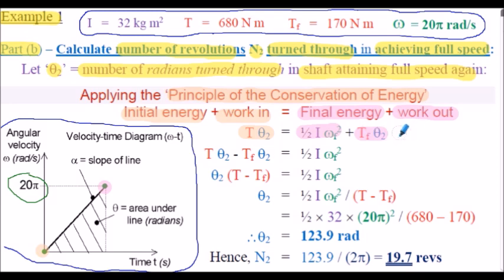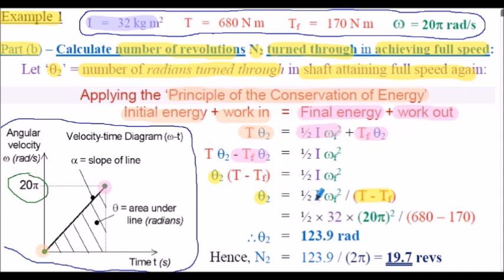So the first thing I'm going to do is rearrange the equation to get all the theta 2's on one side. So I'm going to subtract TF theta 2 from both sides of the equation on the next line. On the next line I'm factorising on theta 2 because it's common to both of the terms on the left hand side. And then finally I divide throughout by the bracket T minus TF to form an equation in terms of theta 2.